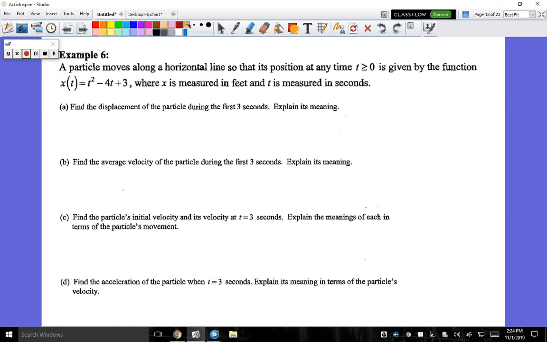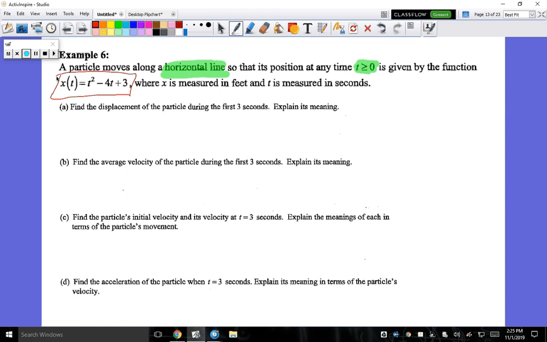Okay, so I'm going to record these individually so that you can see these individually when you go to study for your test. A particle moves along a horizontal line so that the position at any time, and this should go without being mentioned, but they still write it just to make sure you understand you're not going to have negative time. It's only positive time. It is given by the function of this, where x is measured in feet and t is measured in seconds.